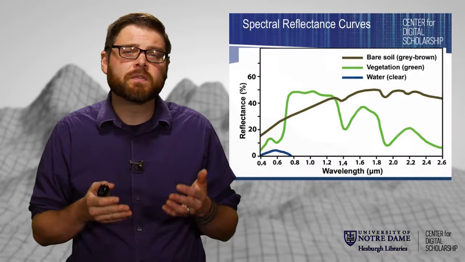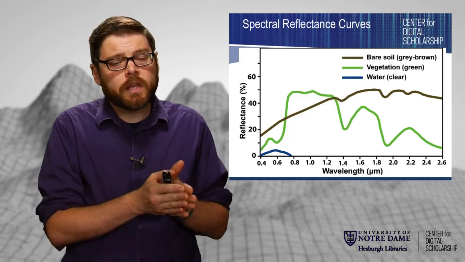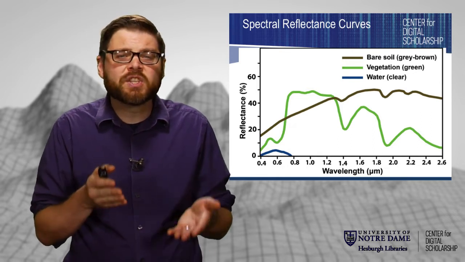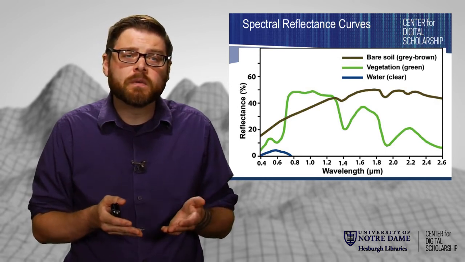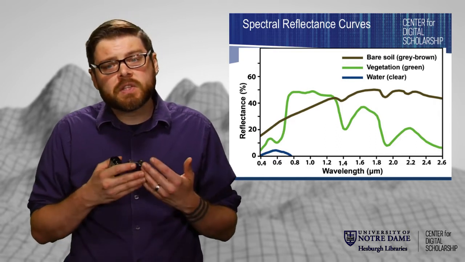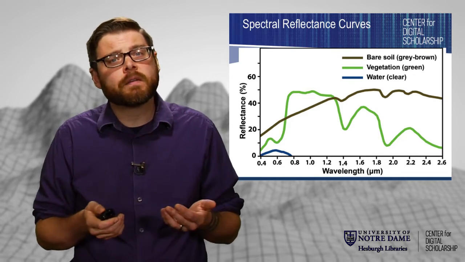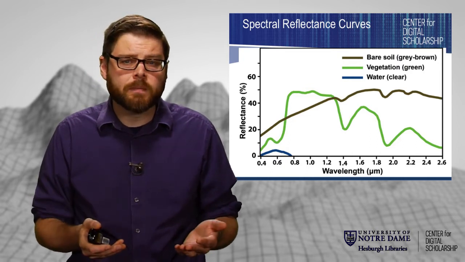Because each object reflects different wavelengths of light in different ways, we can create what's called a spectral reflectance curve. A spectral reflectance curve is essentially, starting at a particular spot in the electromagnetic spectrum and working our way up, what percentage of light is reflected at different wavelengths. So an object that's red is going to reflect very strongly in the red, and it might absorb all the other colors. But this is even true in areas of the electromagnetic spectrum that we can't see, like the near infrared. And the near infrared is probably the most useful one for satellite imagery analysis.